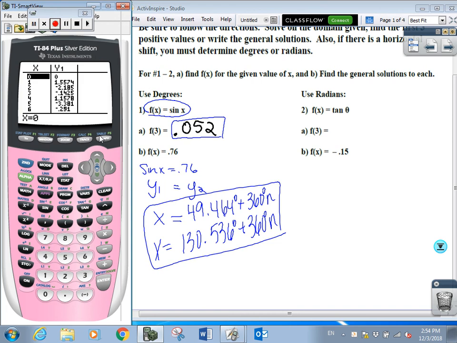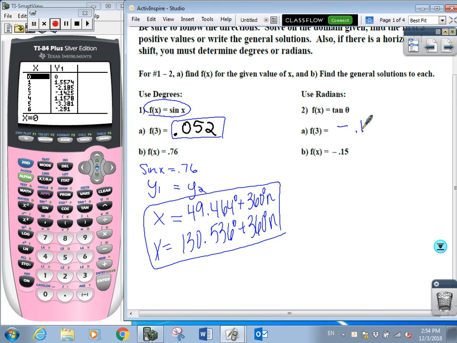And then we can go to our table, or we could have just gone to a blank screen and hit tan 3, enter. Both ways we would have got the same answer. So we look down there and we get negative 0.143. Or if you like to put that 0, negative 0.143. If you like to put that 0 there. I don't care if that 0 is there or not. It does not matter to me.